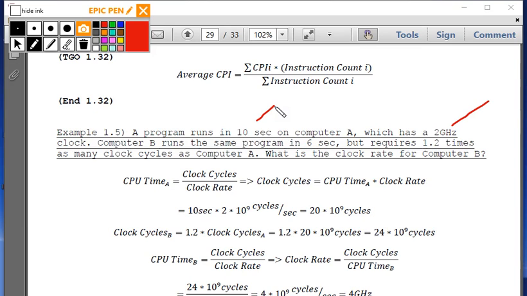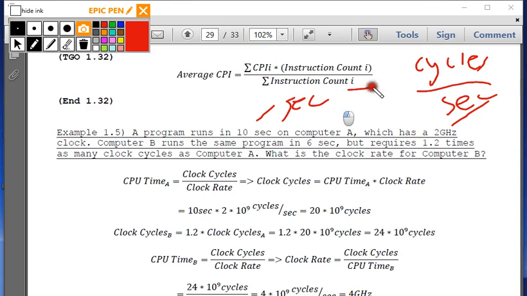So we have our execution time, which is seconds, and clock rate is what? 2 gigahertz. And the units is cycles per second, right? So we have seconds and cycles per second. So we can already see where we're starting to go here. So this runs on computer A. Computer B runs the same program. That's an important term. In 6 seconds. But requires 1.2 times as many clock cycles as computer A. So what is the clock rate for computer B?